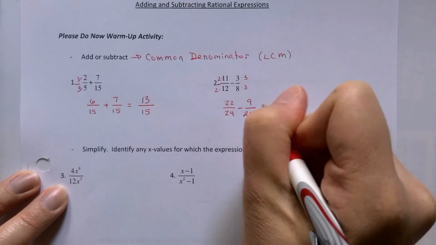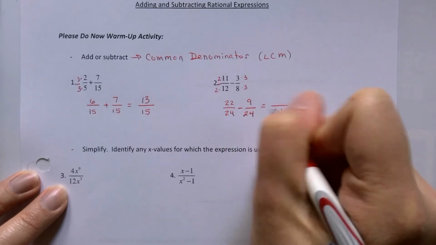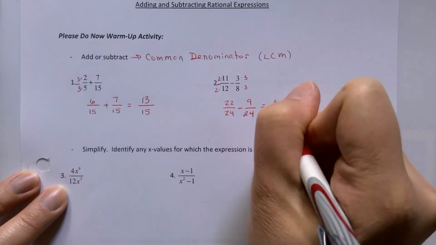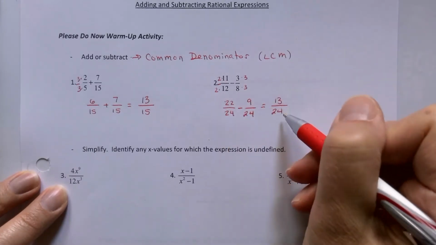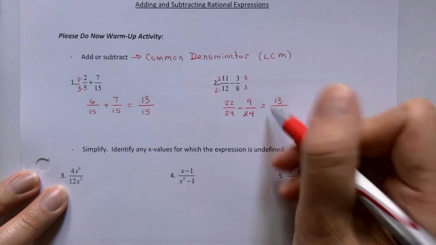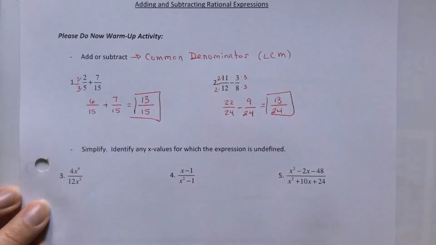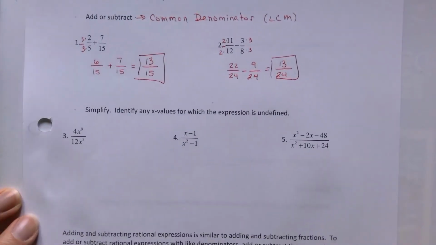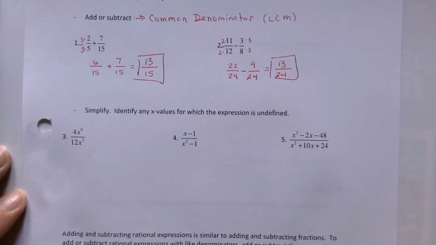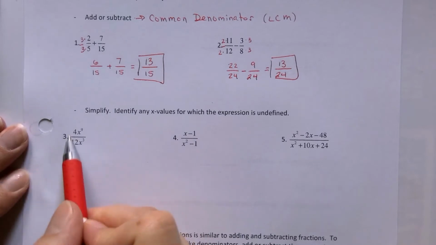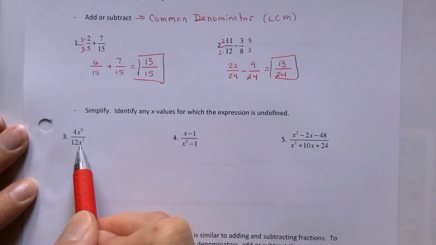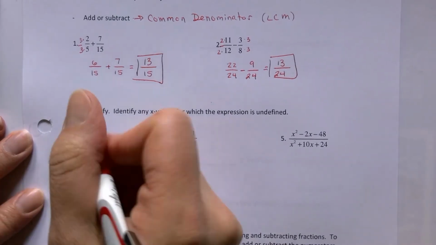So again, I keep the common denominator of 24. I take 22 minus 9, I get 13. I want to double check if I can reduce that fraction, and that is in simplest form. So that is my answer. Okay, now, another quick review. This goes back to simplifying rational expressions. I have just a monomial divided by a monomial. So there's no addition or subtraction. I can just come in and reduce.